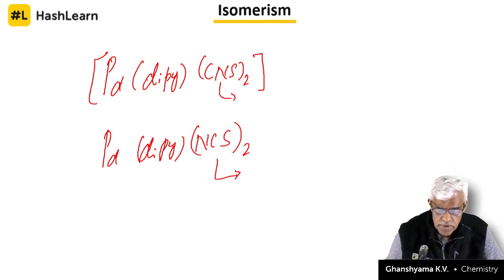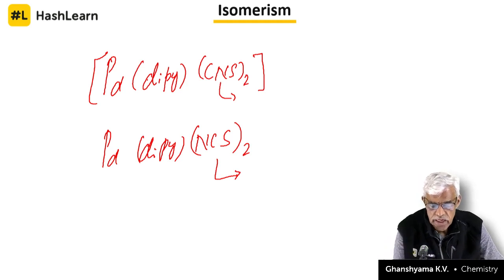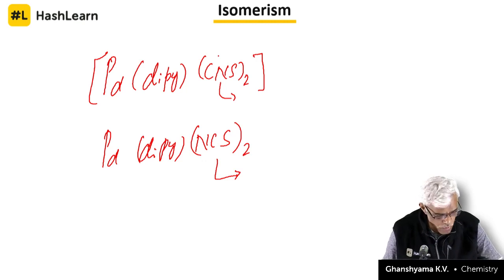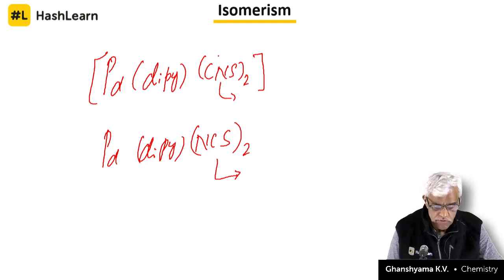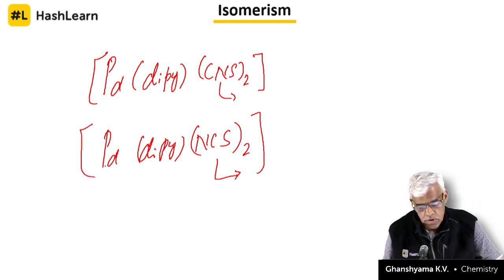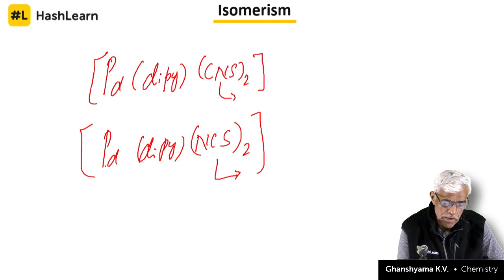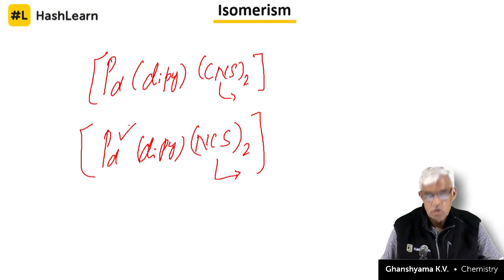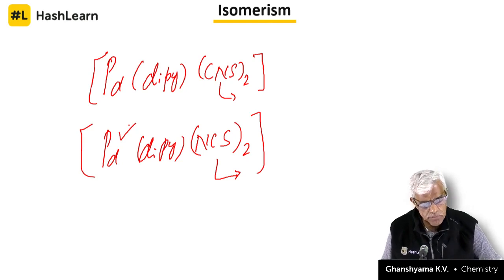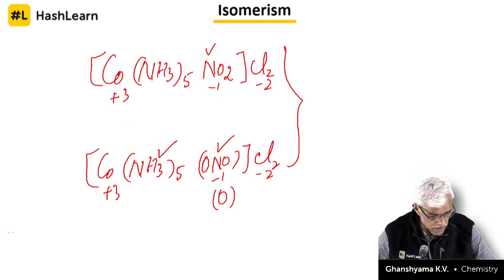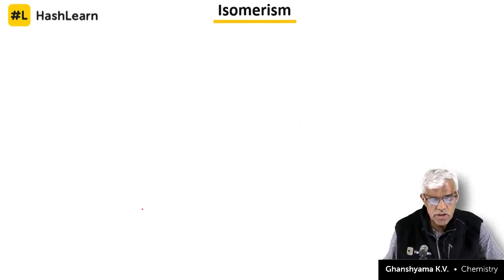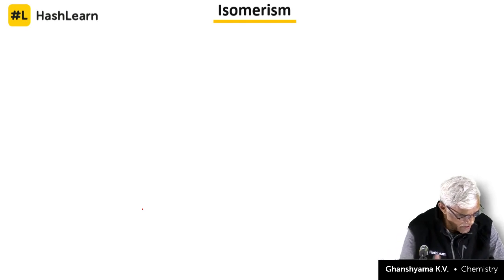So this is dipyridyl dithiocyaneto palladium 2, whereas this one is dipyridyl diisothiocyaneto palladium 2. So this is about linkage isomerism. The last one I will explain in 1 minute, that is coordination isomerism. Coordination complexes exhibit this type of isomerism.